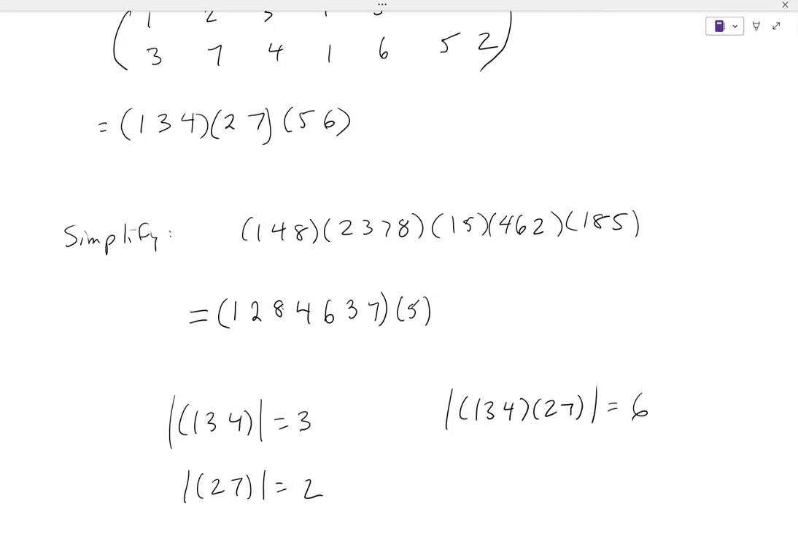Just because an element to the 6th power gives me the identity doesn't mean my order is 6. It means my order divides 6. We'll prove that here in a minute. Now, probably longer than that, but it'll be today. Okay. All right, let's go. Okay.